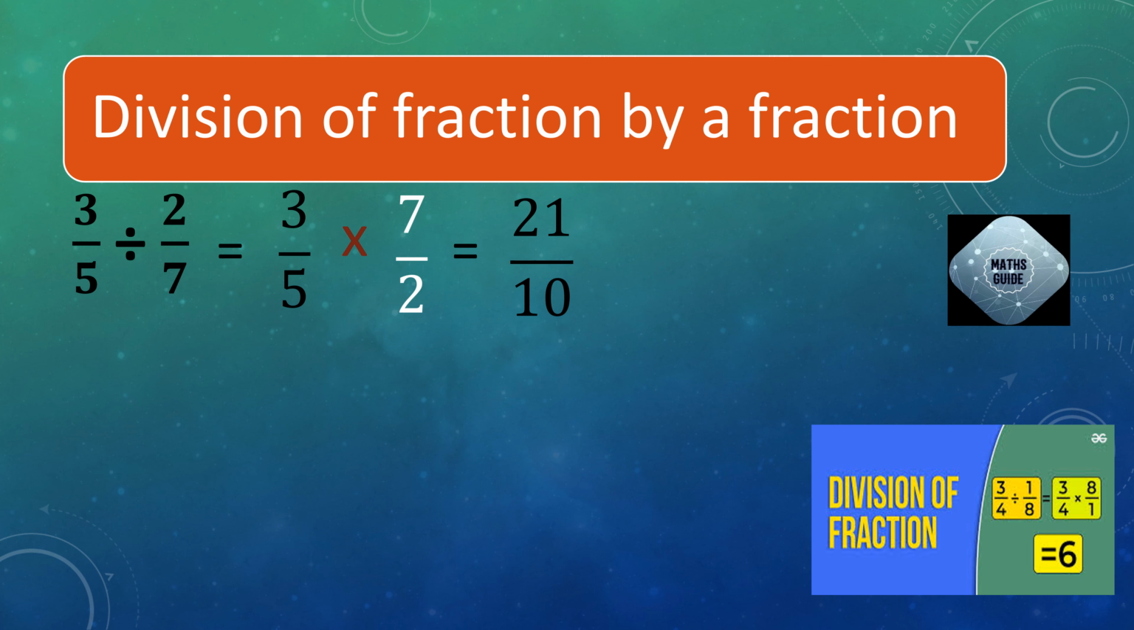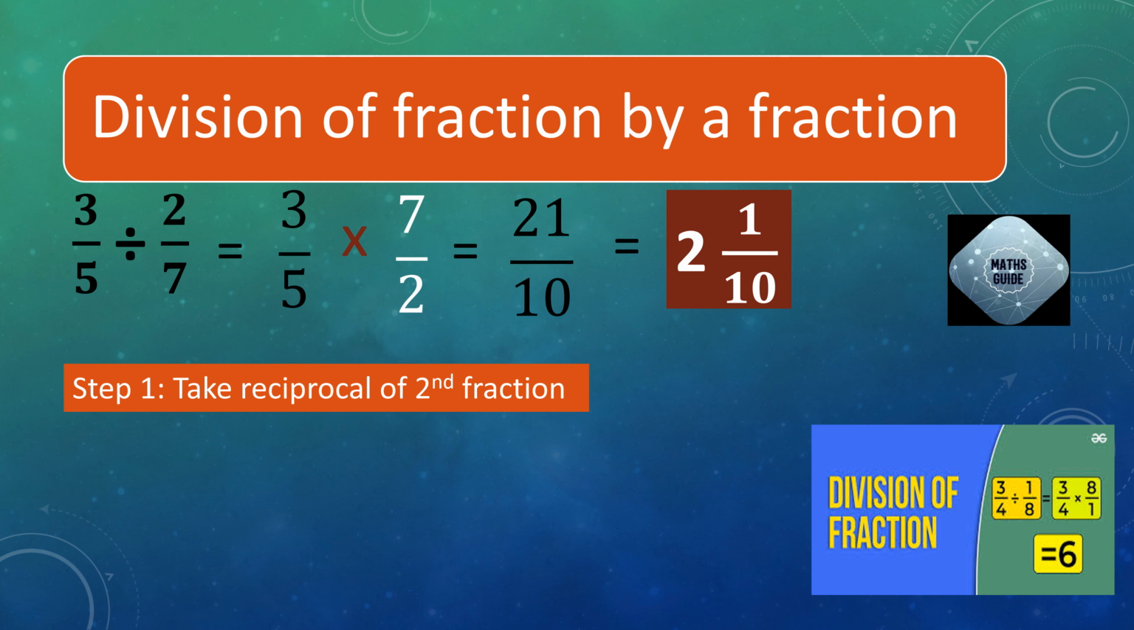We get 21 by 10, which is an improper fraction. As you all know, an improper fraction is always converted to a mixed number or a whole number. How to convert an improper fraction to a mixed number? As 10 times 2 is 20, 1 is the remainder, so our mixed number is 2 whole 1 by 10.